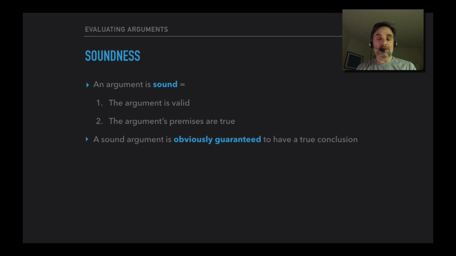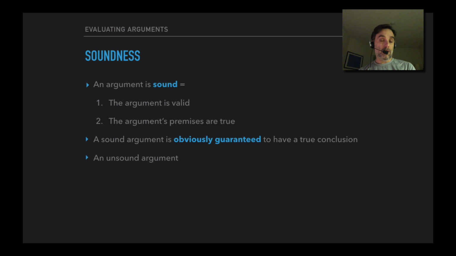And we know that because when we look at the argument, we can say, yeah, it's a complete argument. The form by itself guarantees that if the premises are true, so is the conclusion. So a sound argument is very powerful. It's obviously guaranteed to have a true conclusion, given that it's sound. It may not be obviously sound, but once you find out that it's sound, then you can say, aha, I know the conclusion has to be true. Are the premises true? Well, that's a different question. Is the argument valid? That might not be obvious. But once you discover that, yes, the premises are true and the argument is valid, there's nothing more to be said. You know that the conclusion is true.